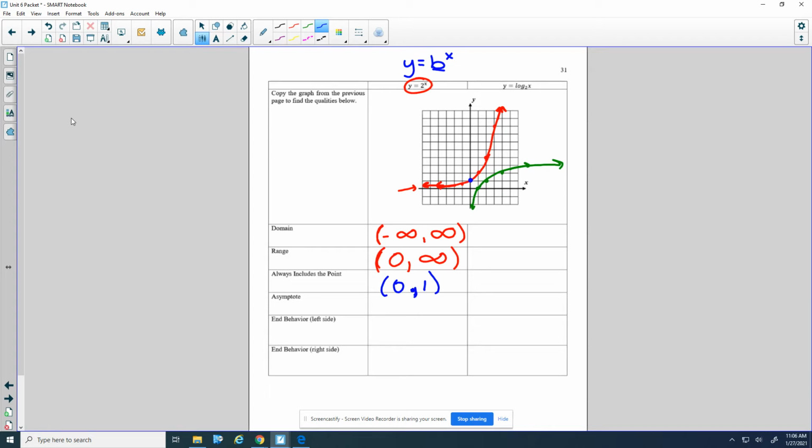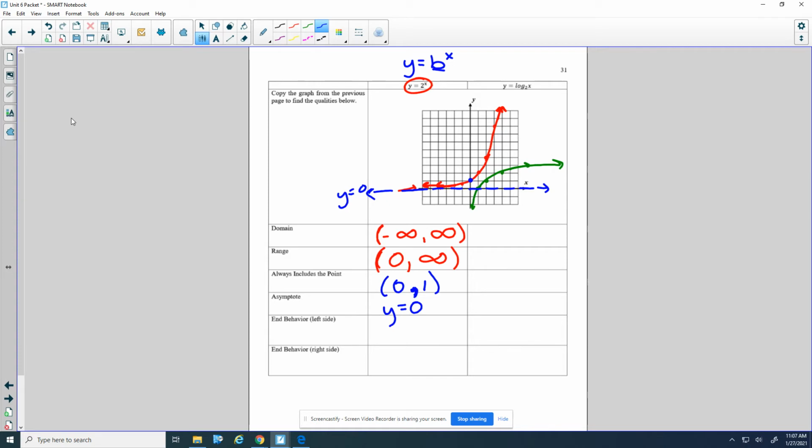This is a new word. An asymptote is a line a graph can't cross. So no matter how far I go over in that direction, this graph never crosses the x-axis. Now the equation of the x-axis is y equals 0. So we call that an asymptote, and that's a word you would hear as you move on in pre-calc and calc, because there's other types of graphs that don't cross lines.